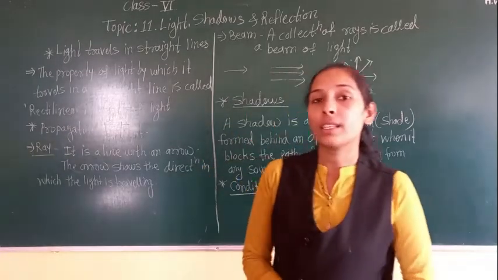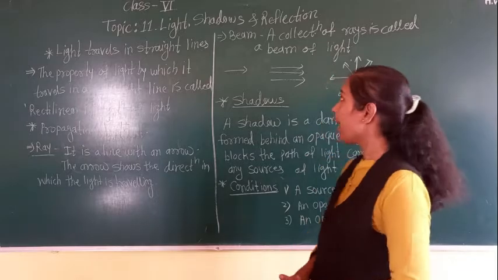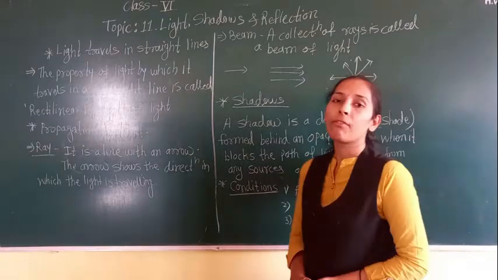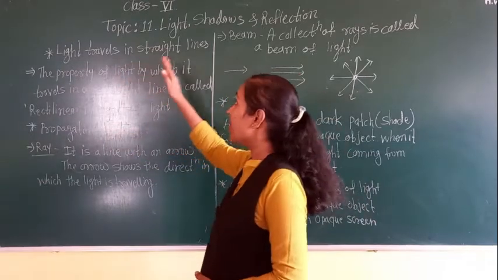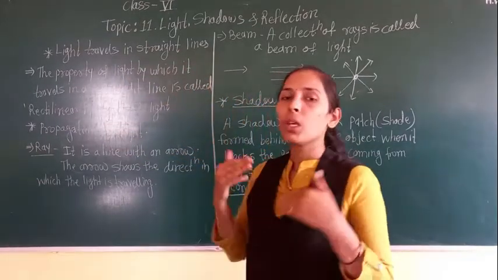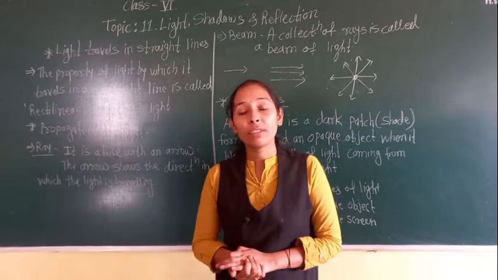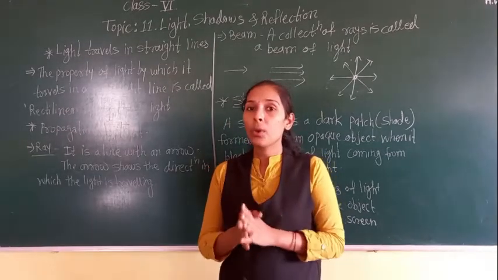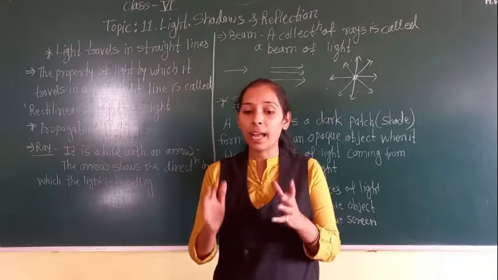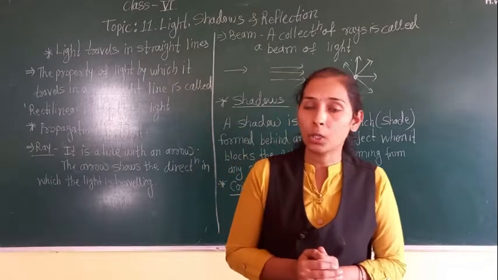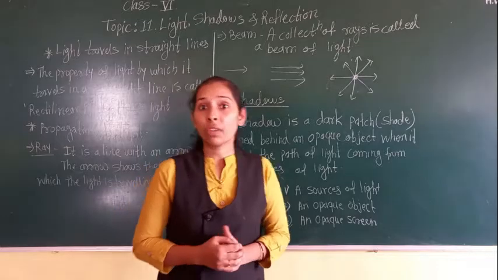So in today's science session, we are discussing light, shadow and reflection. From this lesson, we are going to discuss how light travels in a straight line. Let's see what is meant by light traveling in a straight line. If you have a torch in a dark room, you can see that the light coming out from the torch travels in a straight line like this.